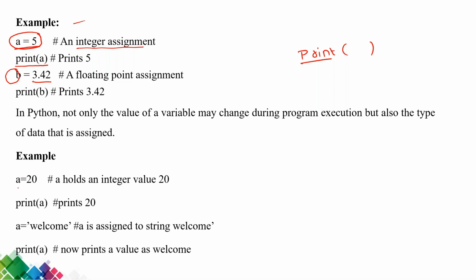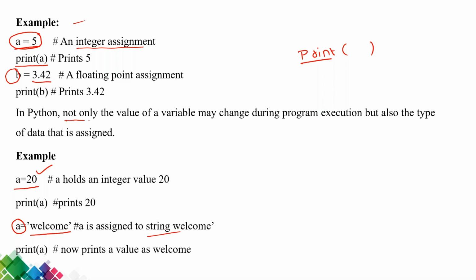Suppose consider this one. Right now, A is equal to 20. What is the type of A? The type of A is an integer, right? Suppose in the program, I changed A is equal to welcome. So the A value 20 is replaced with welcome, and the type of A is a string. Here what point can you observe?